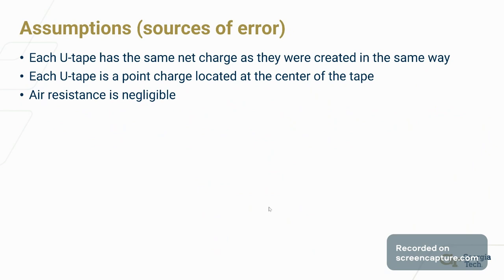Some assumptions and sources of error for the lab were that we assume that each U-tape has the same net charge, as they were created in the same way, and also we assume that each U-tape is a point charge located at the center of the tape. We also assume that air resistance is negligible.